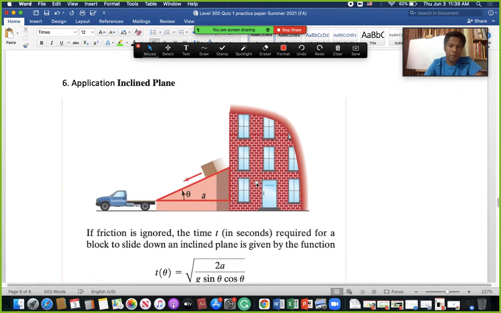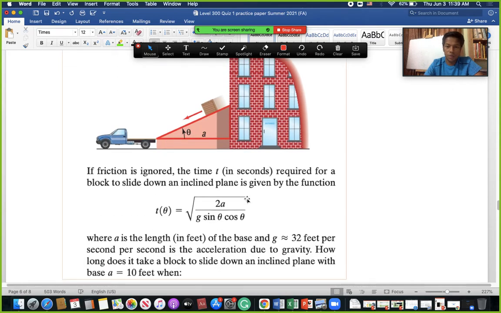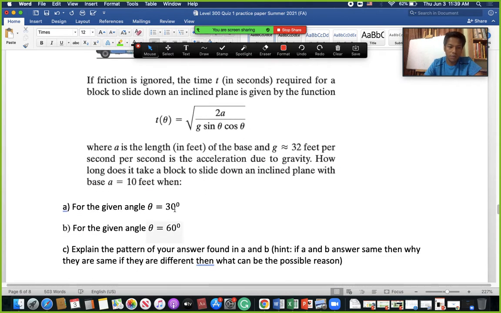This one is an inclined plane. So this inclined plane related maths is for angle theta equals 30 degrees. You will have to solve this. Theta equals 60 degrees, you will have to solve this too. A is given, g is given. So all the values are given. You just have to put in the values.